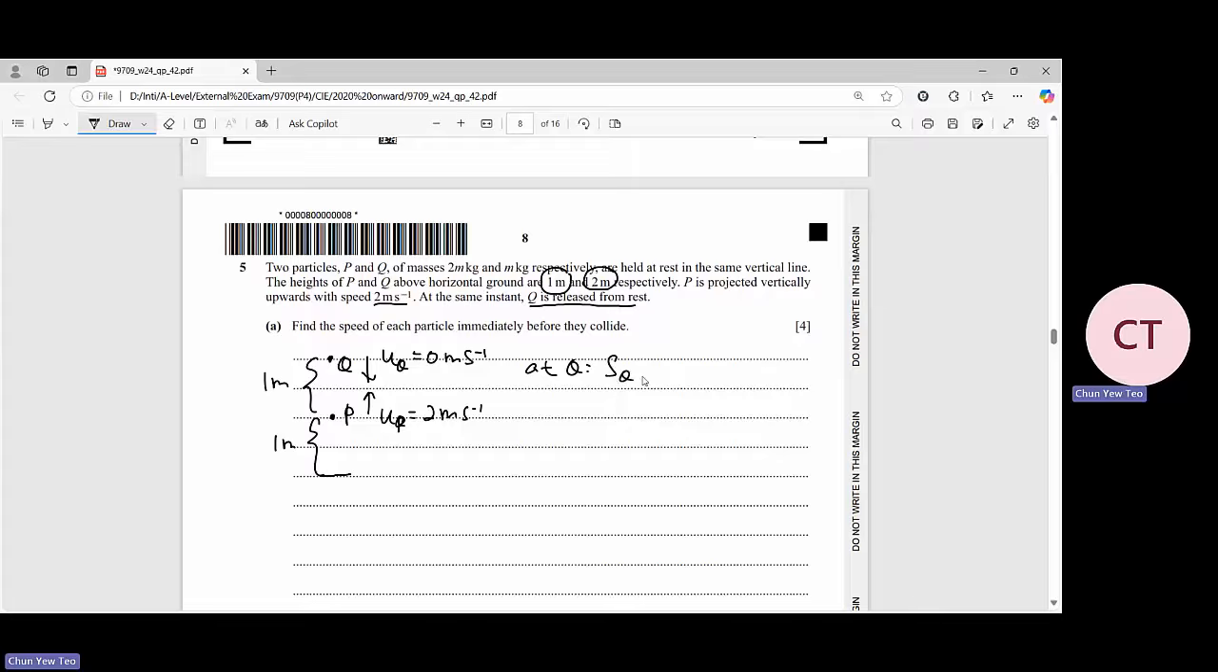Okay. So at Q, our formula for the displacement is UQ T plus half G T square. So we will have SQ equal to 5 T square, equation 1. Then at P, we have SP equal to UP T minus a half G T square. Sorry, I forgot to put a T here.